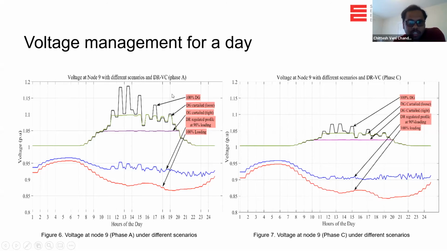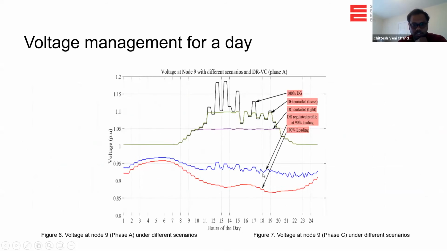I have given only phase A and phase C as representative results. In the over voltage scenario, we are curtailing the generation, and we are able to bring the over voltage back within the regulated limits.